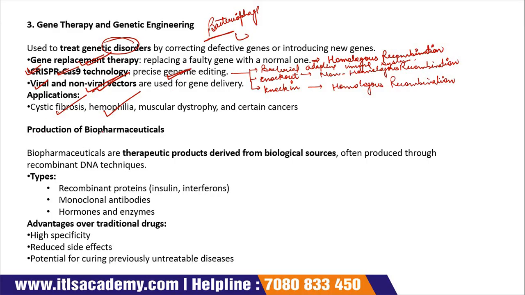Now, production of pharmaceuticals, like biopharmaceuticals and therapeutic products derived from biological resources, such as recombinant proteins, insulin and interferons, monoclonal antibodies, hormones and enzymes. Okay. And what is the advantage over the traditional method? These medicines are more effective, have low side effects, and have the potential to cure previously untreatable diseases.